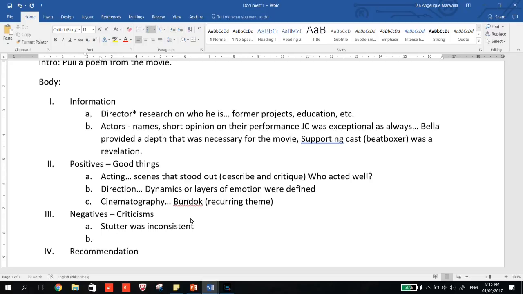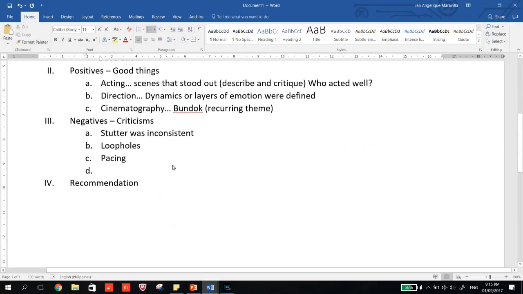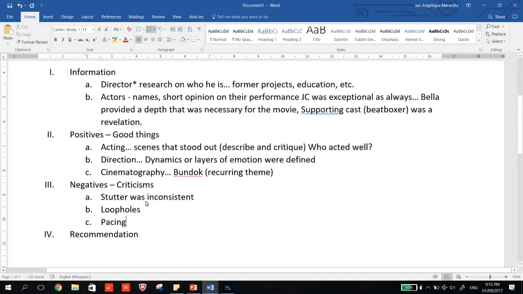Meron kang mga loopholes. Okay? Kung may mga nakita kang mga loopholes, kung paano nangyari yung mga bagay-bagay, kung meron kang nakita na problema sa pacing, okay? Kasi minsan sobrang bagal niya here and there. Okay? Sabi natin na yung anything else. Okay? So I could go on and on about this, but I'm going to stop right here because I want you to think of your own then.